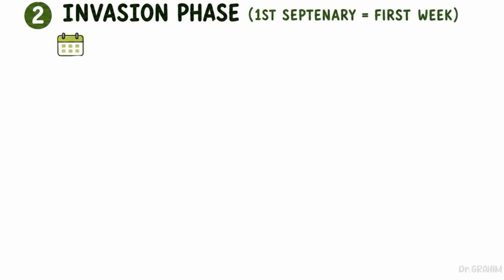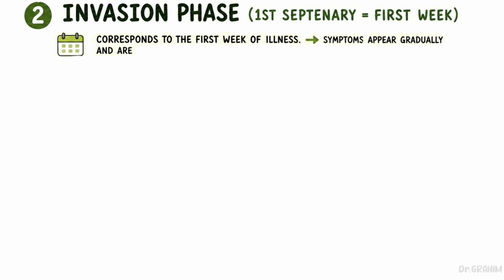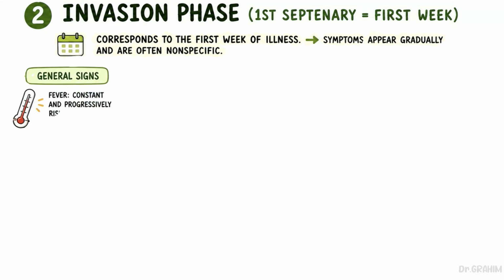The invasion phase, or the first septenary, generally corresponds to the first week of the illness. This phase is marked by the gradual appearance of symptoms, which are often misleading at the beginning because they are non-specific. Fever is constant and progressively rising. It increases little by little each day, often reaching 40 degrees Celsius around the 7th day. A pulse temperature dissociation is observed.